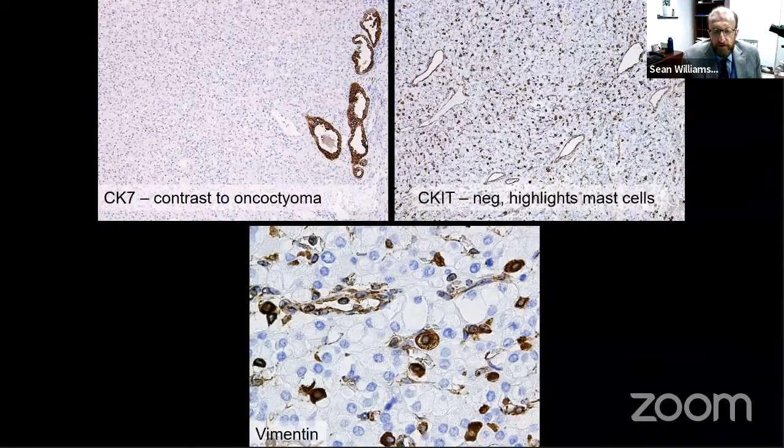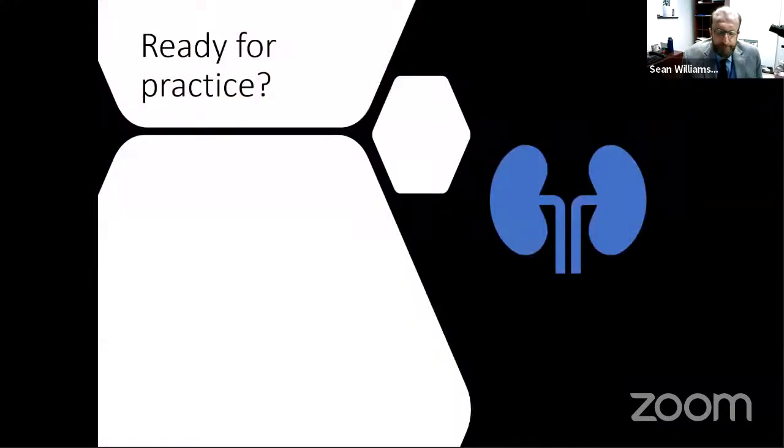But SDH deficient tumors usually have 0 cells positive for cytokeratin 7. Here on the c-Kit and vimentin stains, you can see that they're negative in the tumor cells. However, there are numerous mast cells that are highlighted by both of these markers in this particular case.